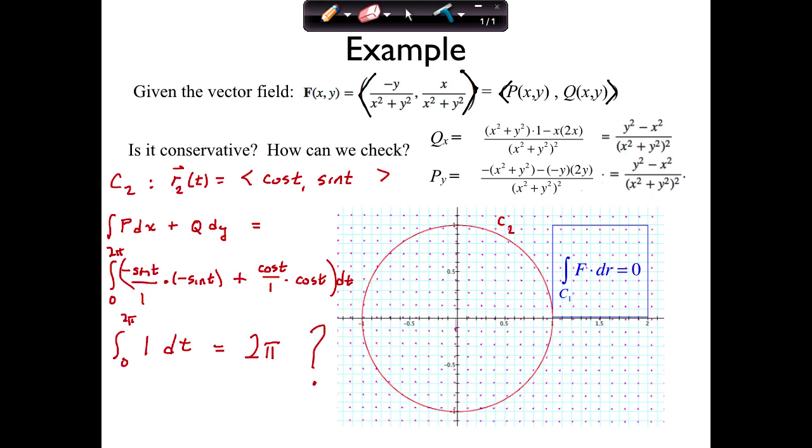Yeah. Well, that's the area of the circle. Wasn't there like, well, it's a single integral. Oh, it ends up being 2 pi. Oh, yeah, it ends up being the area of the circle. That's true.